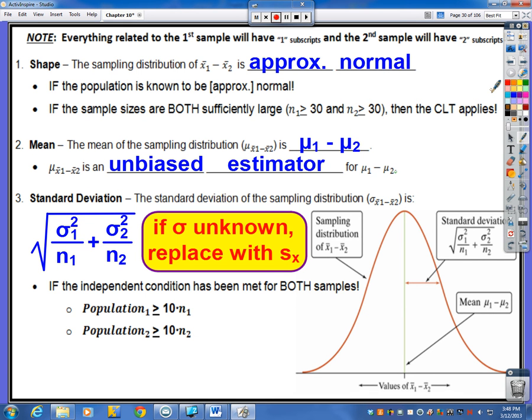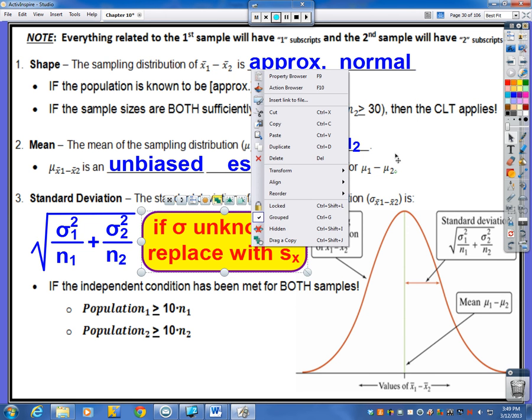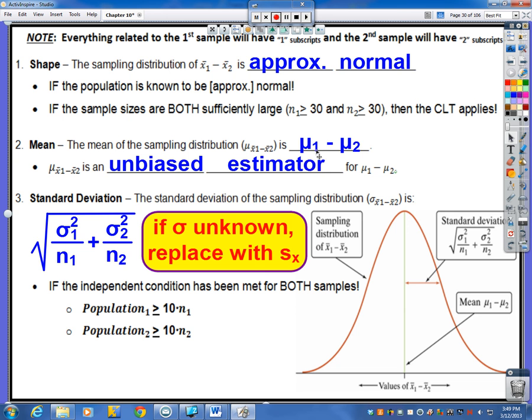Here's what all this looks like for the difference of two sample means. We're still hoping to deal with an approximately normal distribution. If both samples come from populations that are normal, or if both sample sizes are sufficiently large, then the central limit theorem will apply to both cases. The mean of all the differences of our means is essentially just the difference of the population means themselves. So this is an unbiased estimator for that, because they are essentially equal to each other.